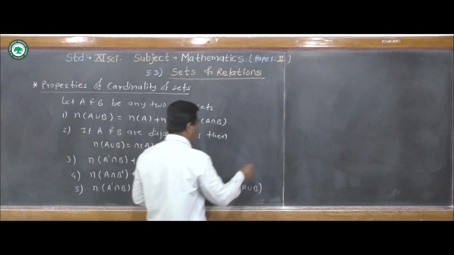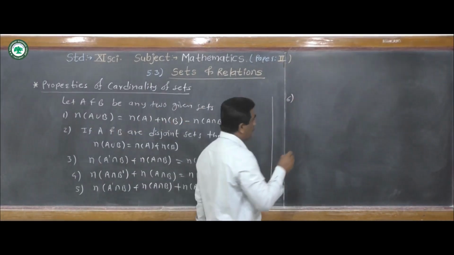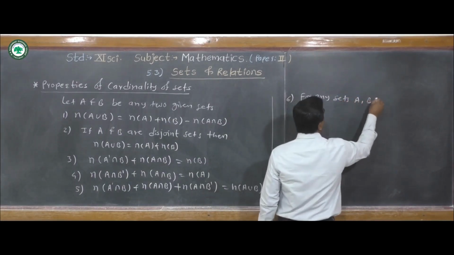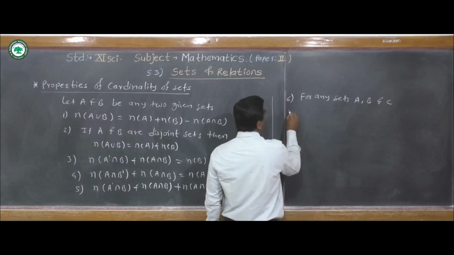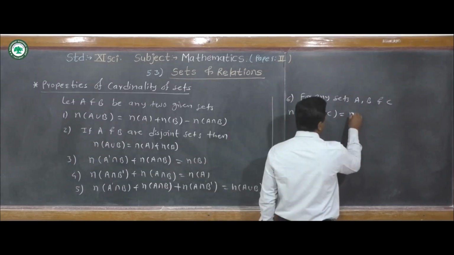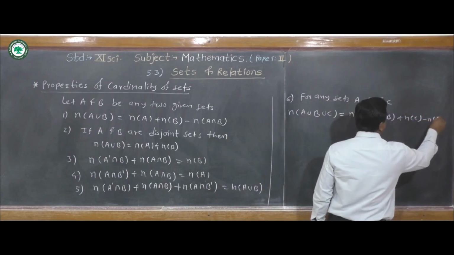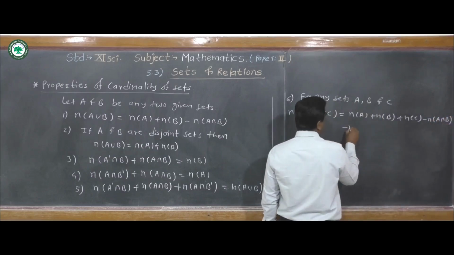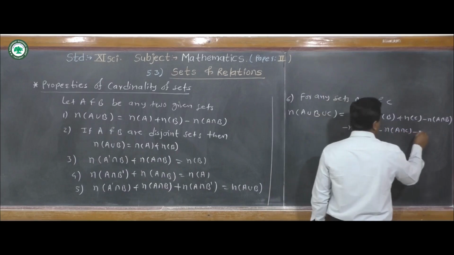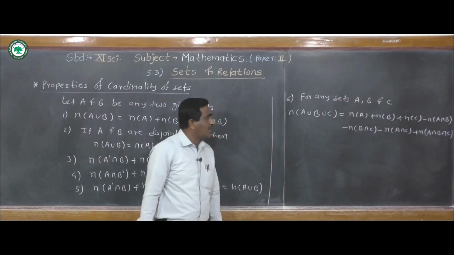Next property is property number 6. For any three sets A, B and C, we can write the result, n(A union B union C) is equal to n(A) plus n(B) plus n(C) minus n(A intersection B) minus n(B intersection C) minus n(A intersection C) plus n(A intersection B intersection C). Okay, this is another property.